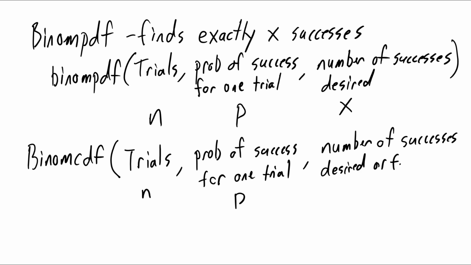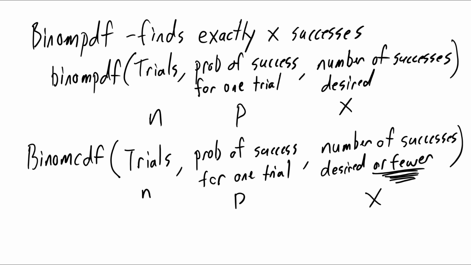or fewer. And that is the really important part. So we still call that X. Number of successes desired or fewer. So it's not or greater, it's or fewer. Now, the reason why it's or fewer and not or greater is just because whoever designed the calculator designed it that way. There's no good reason, other than that's just kind of the typical way of doing it.